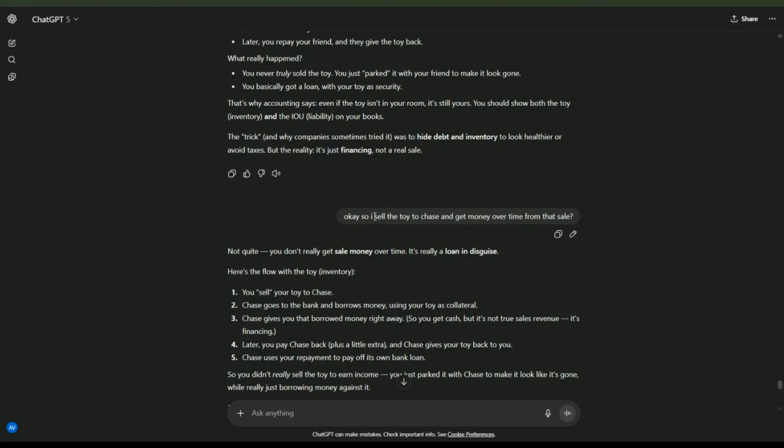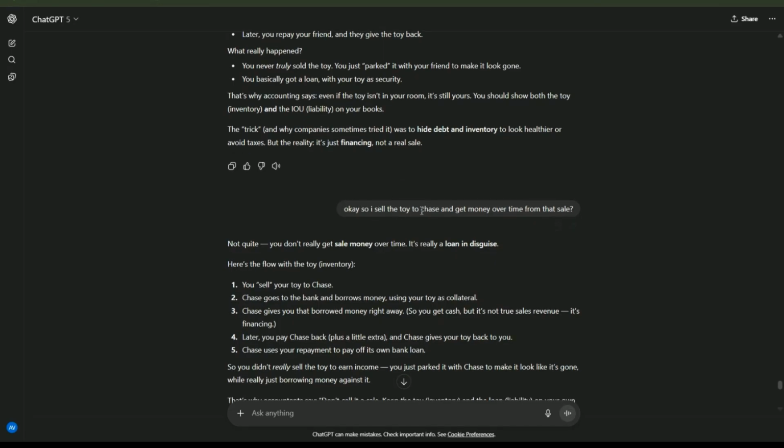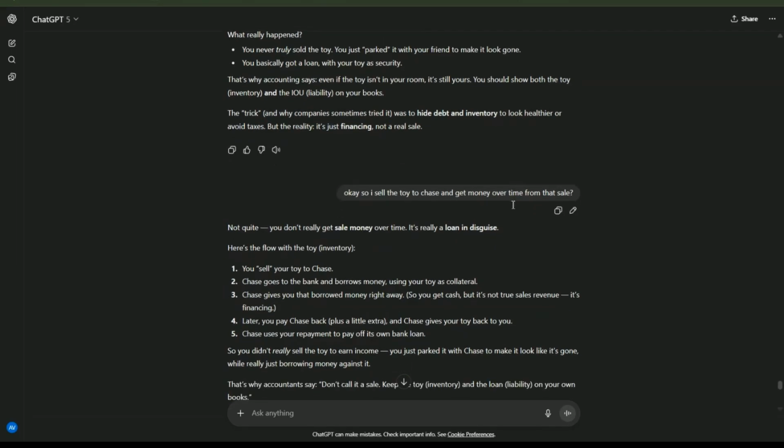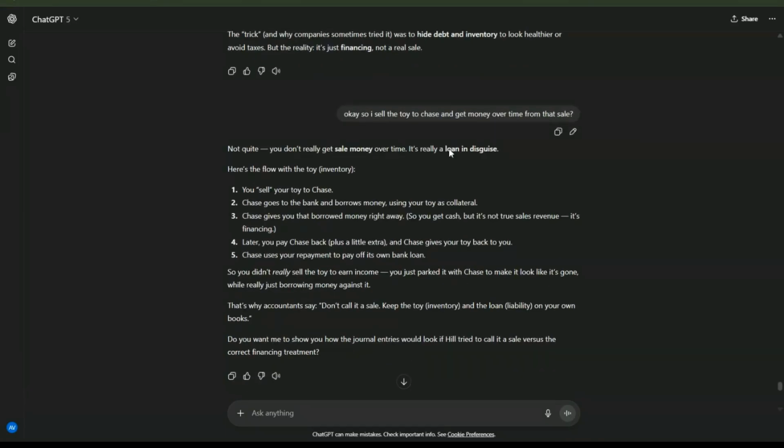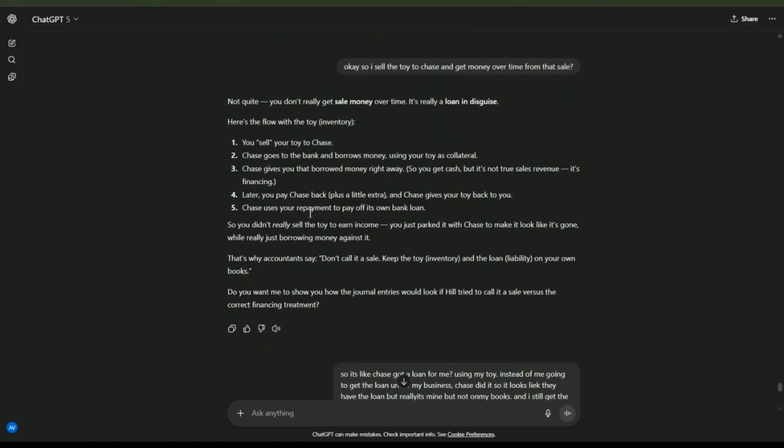because explaining and teaching a concept to someone else helps you understand it better. So I say to ChatGPT, okay, so I sell the toy to Chase and then get money over time from the sale. This is me trying to figure out, okay, is this right? Am I on the right track? And then ChatGPT tells me, not quite. It clarifies that point.